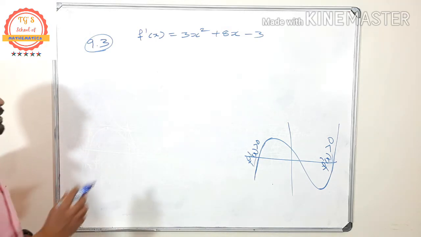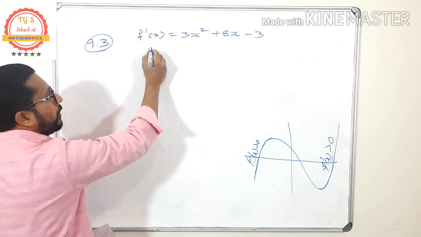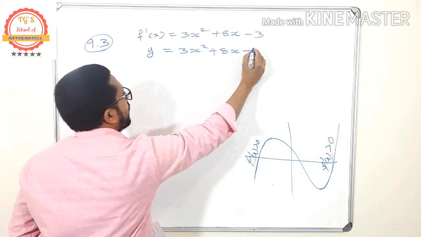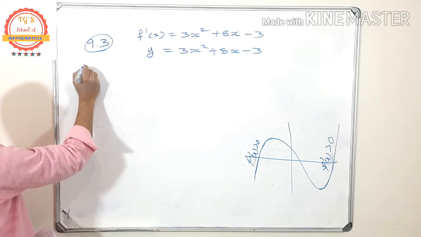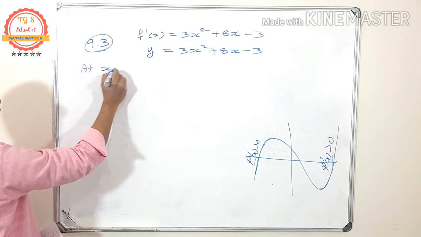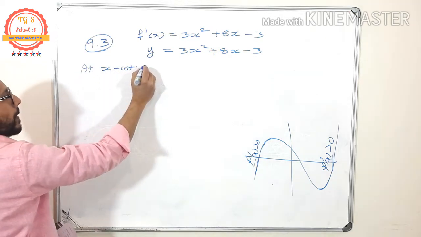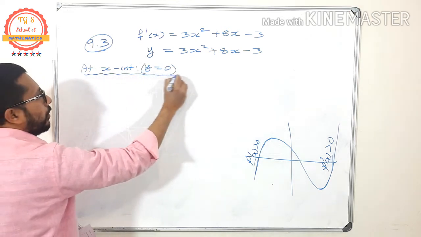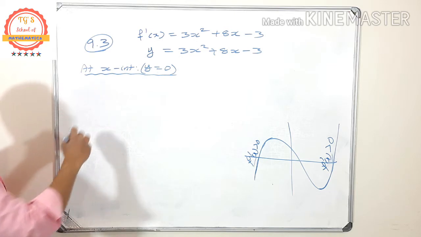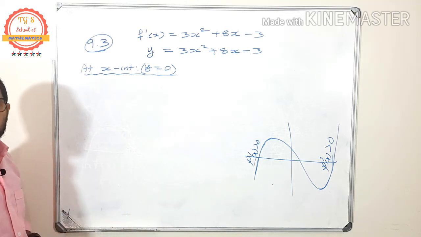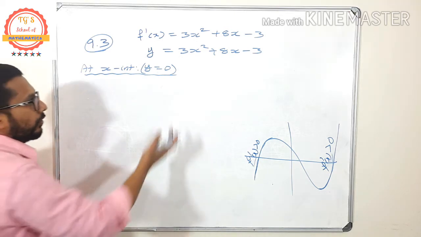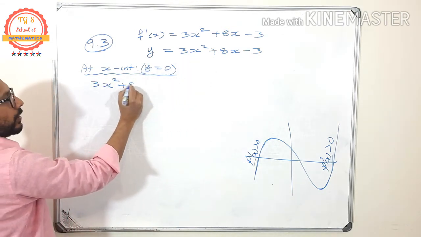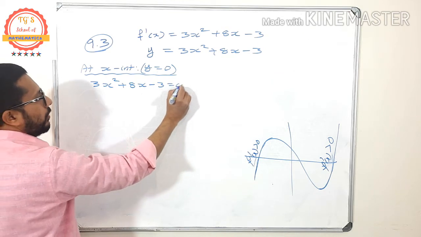You know that this is a quadratic graph, so let me write y is equal to 3x squared plus 8x minus 3. So I want to find the x-intercept and y-intercept. At the x-intercept, the value of y is equal to 0. So you can substitute the value of y as 0. I am not going to explain further. You know how to draw a quadratic graph. So y is equal to 0, that means 3x squared plus 8x minus 3 is equal to 0.